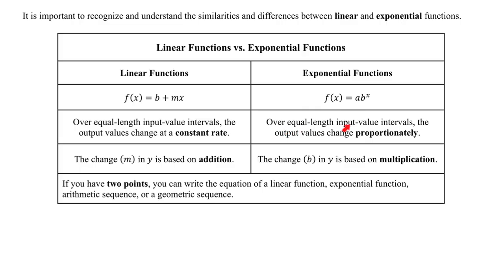Over here in exponential, it says that they change proportionately. That's just a fancy way of saying that we are multiplying by the same number over and over again. Proportional means it's a fraction. So to get to the next one, you had to multiply by some fraction. The fraction doesn't have to be a fraction that you see. It could be 3, because that's 3 over 1. So back to linear. The change in m is based on addition, and the change in b is based on multiplication. So your y values, those changes are based on addition for linear, based on multiplication for exponential.